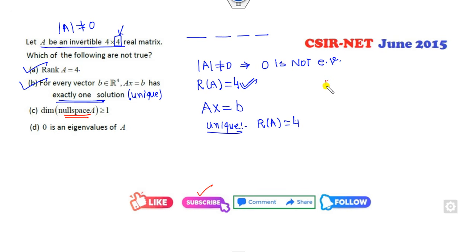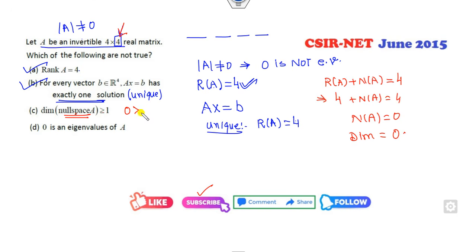Dimension of the null space. I can use the rank nullity theorem: rank plus nullity is the number of columns, which is 4. Rank is 4, so can you find the nullity? Nullity is 0, so the dimension will be 0. So 0 is greater than or equal to 1 is not satisfied. 0 is not an eigenvalue, because the determinant is non-zero. This option is also cancelled. A and B are the right answers.